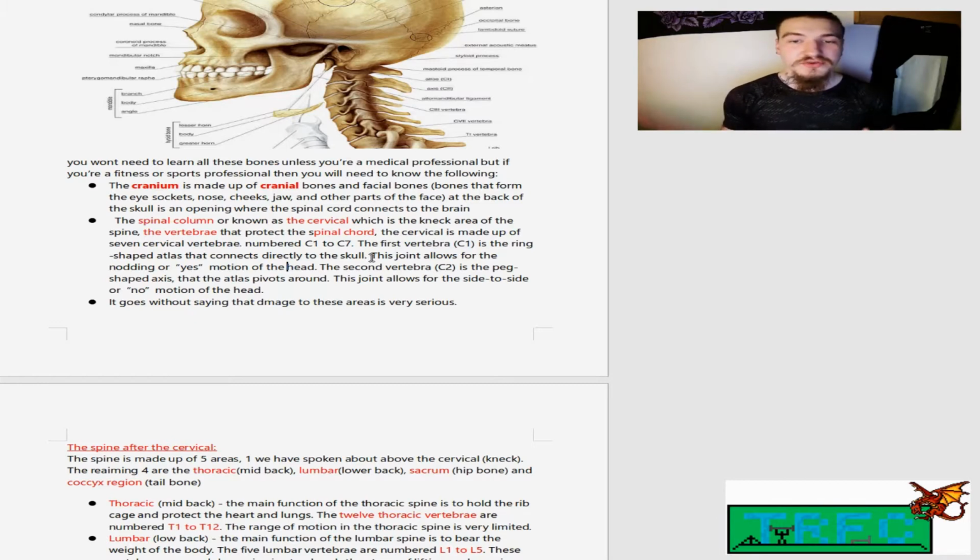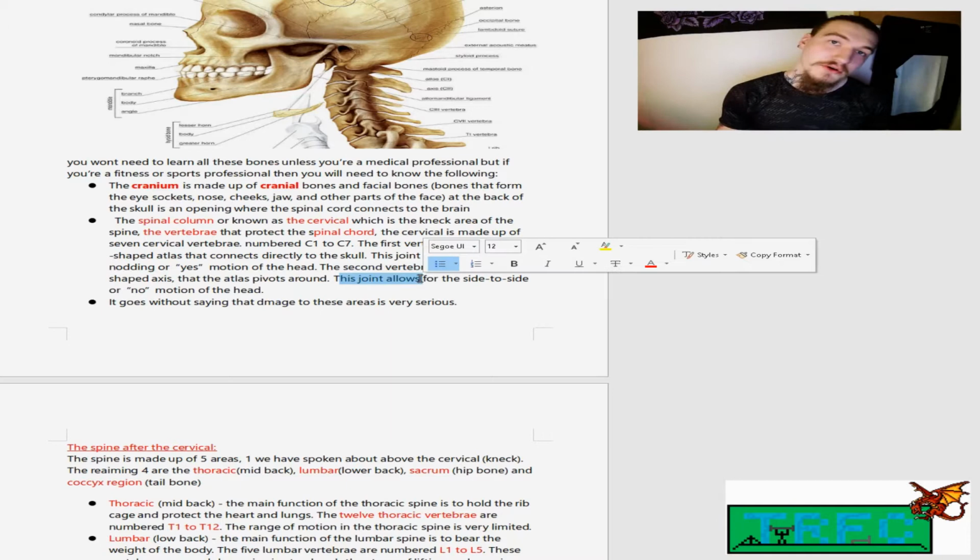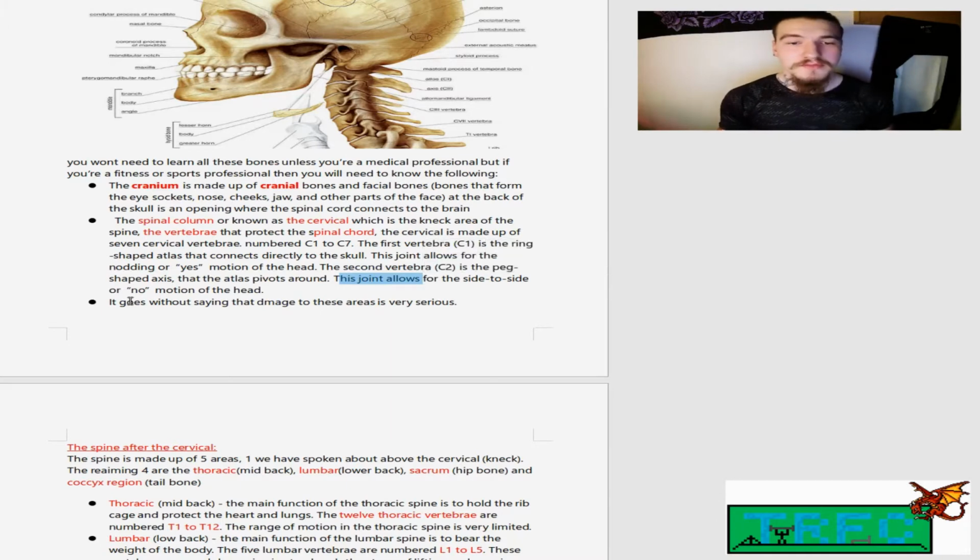Now basically what this joint does is it allows for the nodding motion, the yes motion. The second vertebra, the C2, is a peg-shaped axis that the atlas pivots around. Now basically what this joint allows is side-to-side motion, so that would be like the no. Now it goes without saying damage to these areas is very serious.